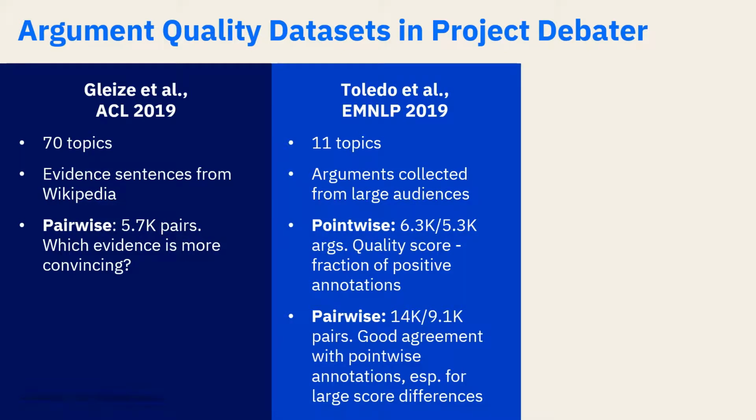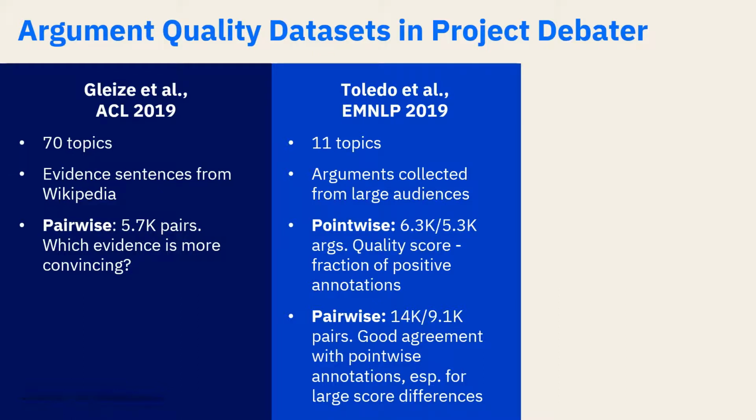Toledo et al., in their paper from EMNLP last year, developed an argument quality dataset for arguments collected from large audiences. The dataset contains 6,300 pointwise annotations for 11 topics. A large number of crowd annotators, between 15 to 17, annotated each argument with a binary label, and the quality score was computed as the fraction of positive annotations. After applying various cleansing methods to ensure the high quality of the dataset, it has 5,300 arguments with pointwise annotation.